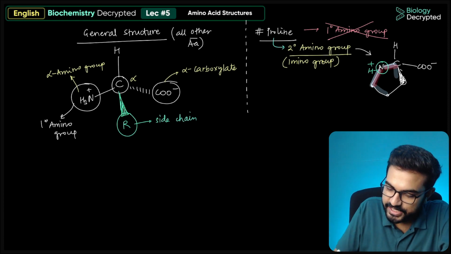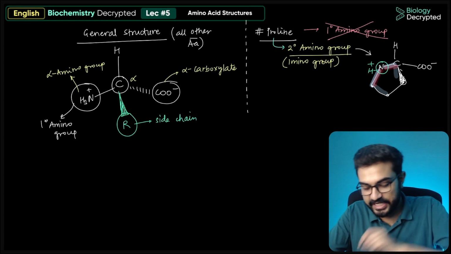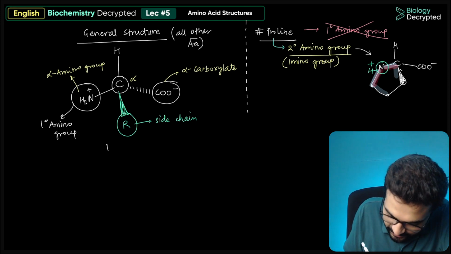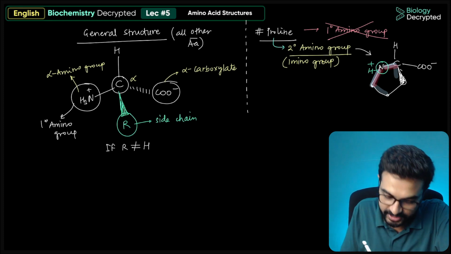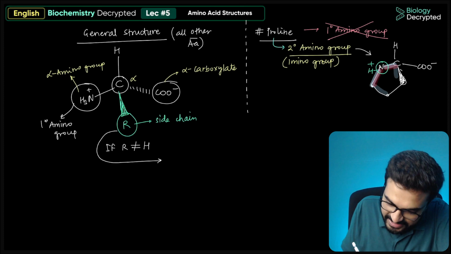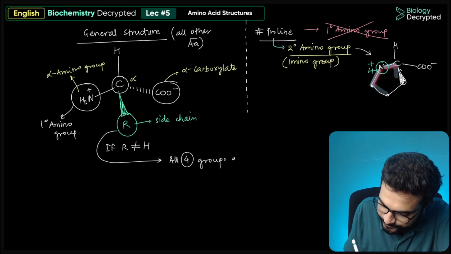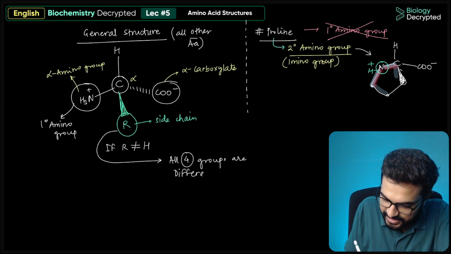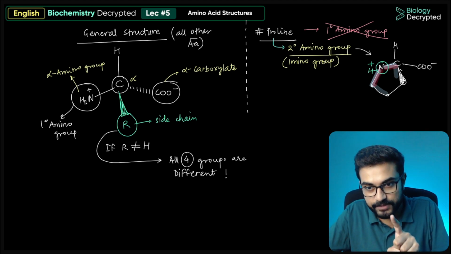R group is the side chain. Now, if this R group is not hydrogen, and let me tell you very clearly, this is a very important condition, then we will say that all four groups are different, which is very obvious. We can say that all four groups are different if R is not equal to H.